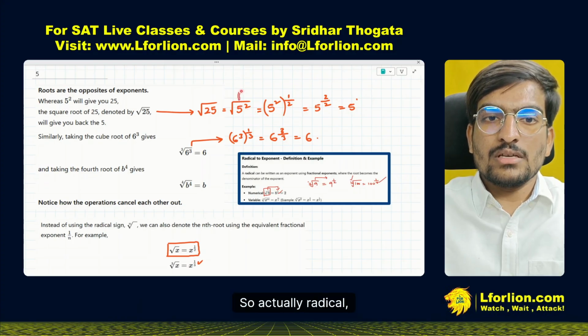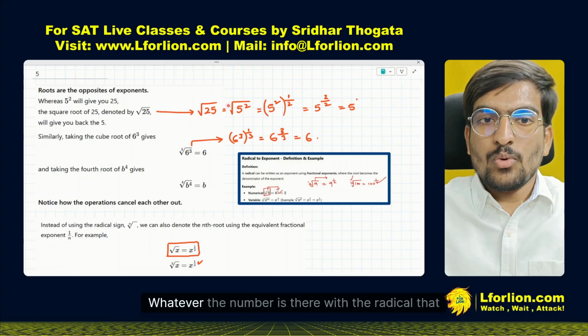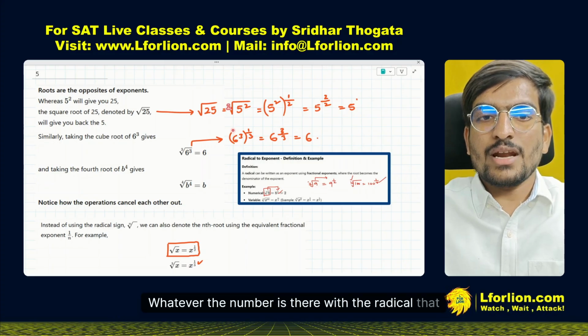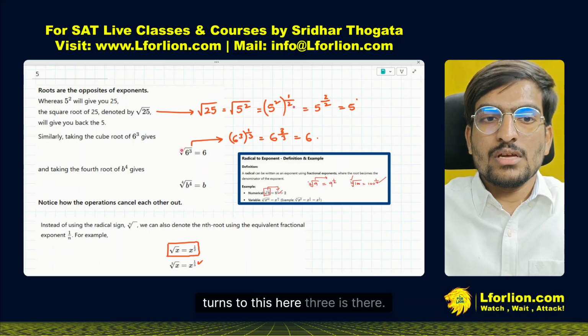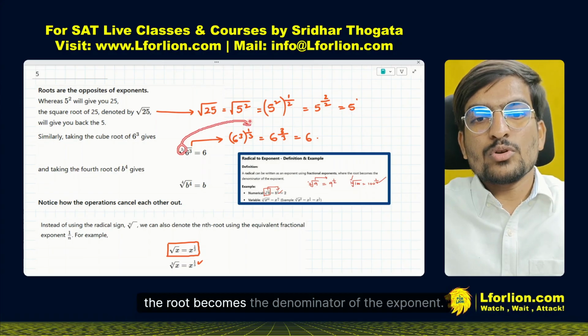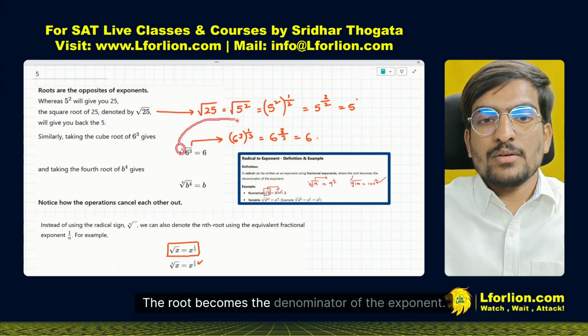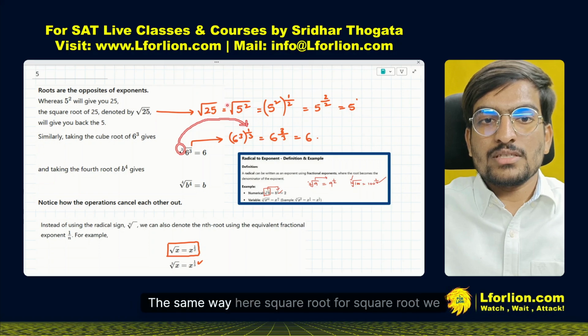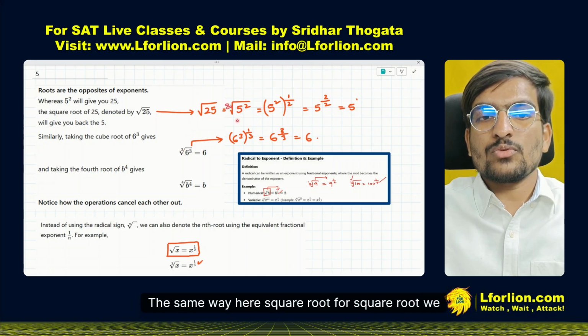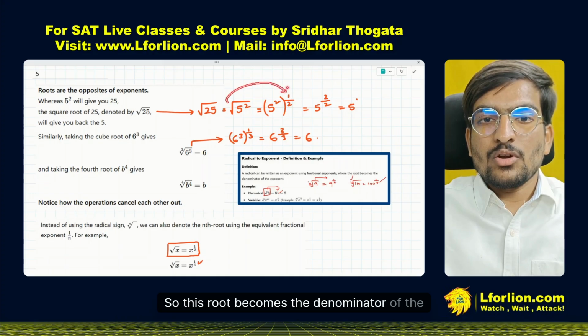Actually, a radical, we can write it as an exponent, which is 1 by 2. Whatever the number is with the radical, that turns into this. Here 3 is there, so cube root, it turns to 1 by 3. The root becomes the denominator of the exponent. The root becomes the denominator of the exponent. The same way here, for square root we don't mention 2, so this root becomes the denominator of the exponent.